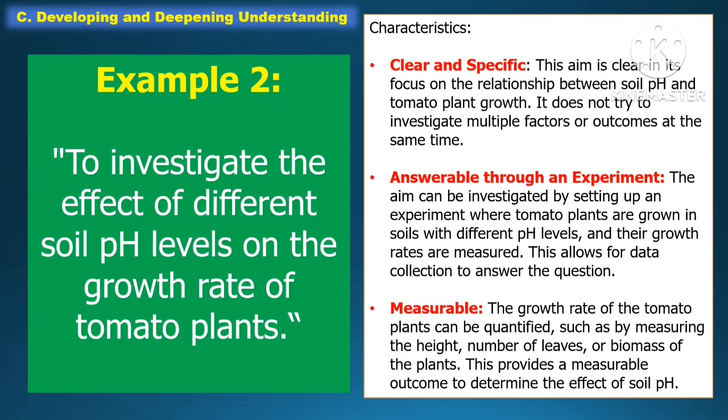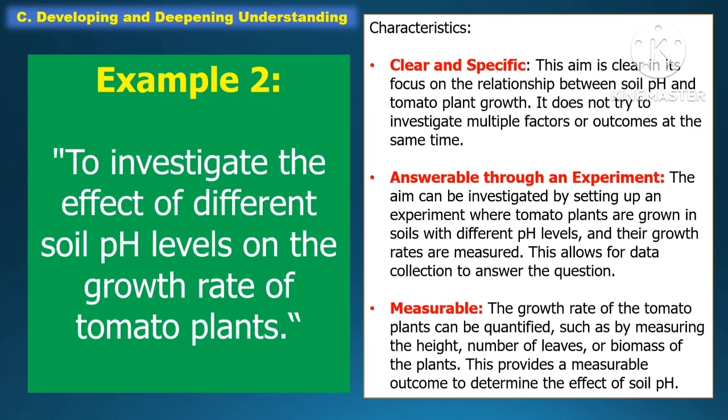And then, for the answerable through the experiment, the aim can be investigated by setting up an experiment where tomato plants are grown in soil with different pH levels and their growth rates are measured. This allows for data collection to answer the question.